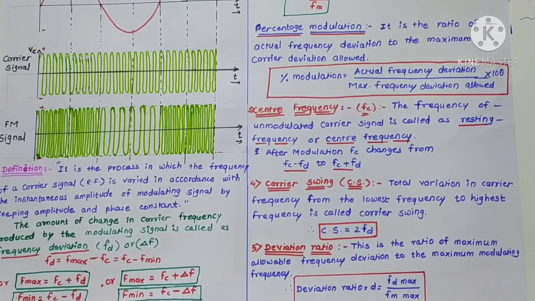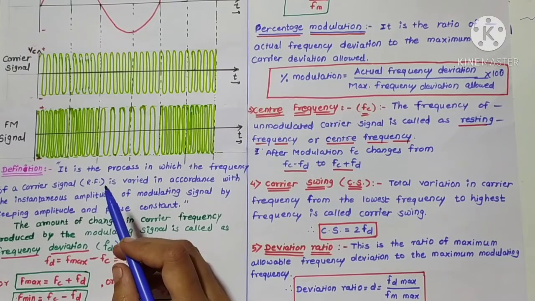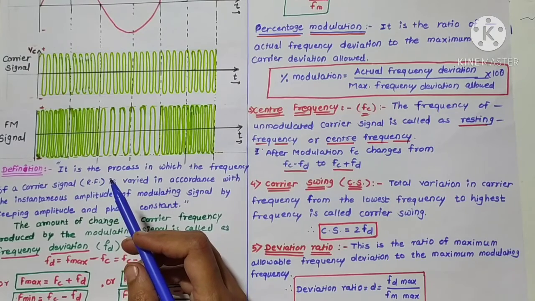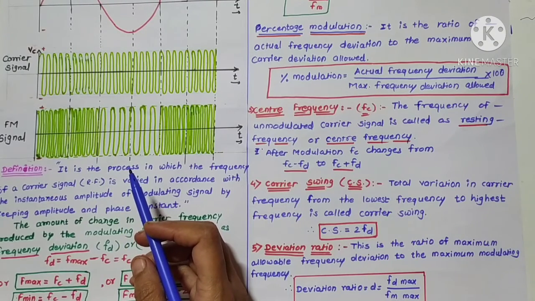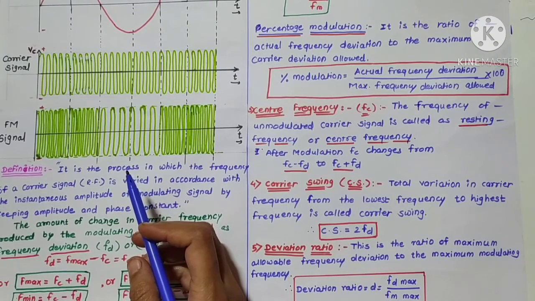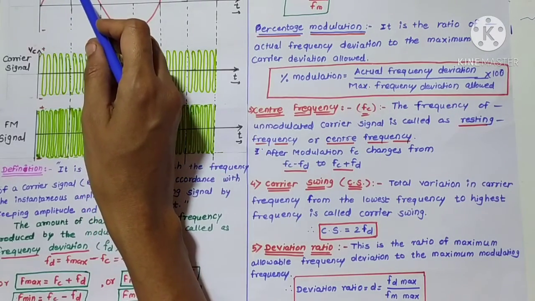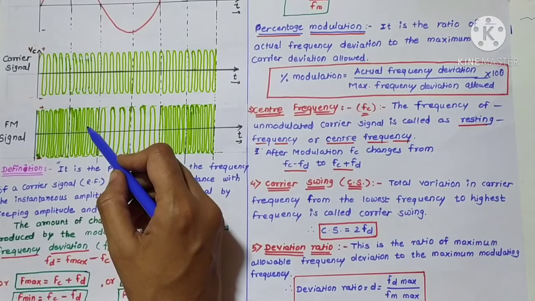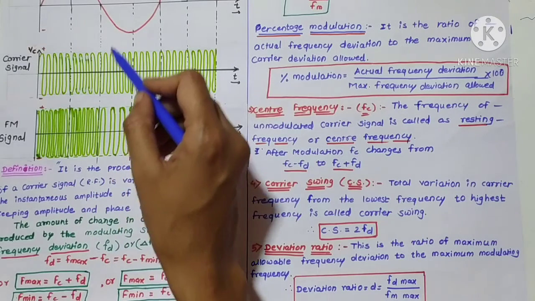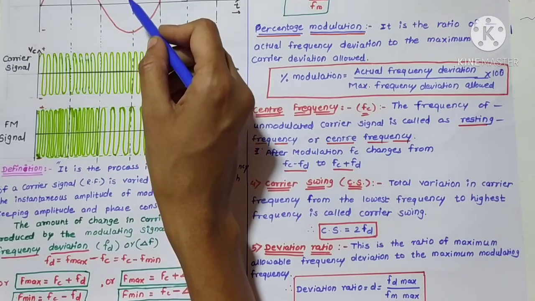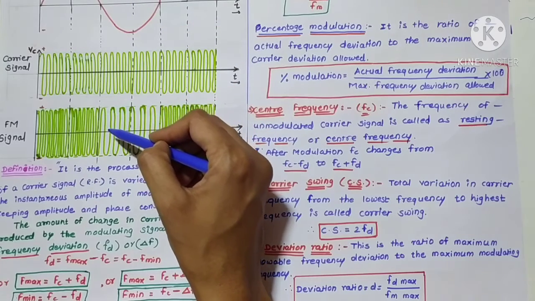Okay students, so we can say that FM is used in TV transmitters and radio transmitters for transmission of sound signals. As the modulating signal amplitude increases, the carrier frequency increases. If the amplitude of the modulating signal decreases, the carrier frequency decreases.